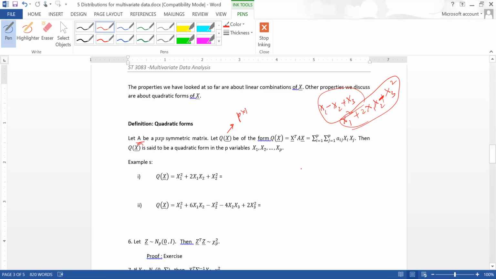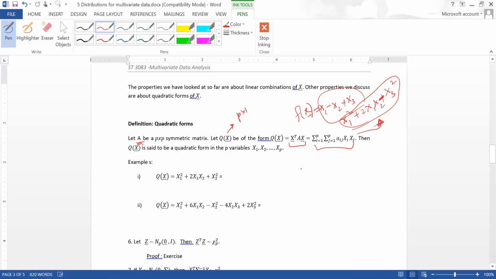So far we had functions of x, f(x), these linear combinations. Now we are talking about quadratic equations, Q(x) type ones. So x transpose A x. That means this form, summation over i, j of a_ij x_i x_j. So any x_i x_j, any combination of x's.